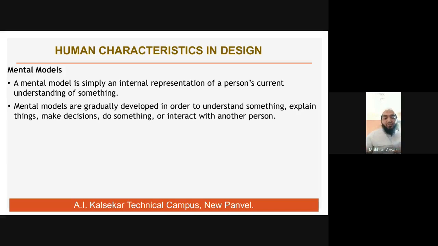For example, this is an object, and I have a mental model in my mind regarding this particular mouse. Imagine I do not know the use of this mouse. I don't even know it is a mouse. I will treat it as a paperweight. According to my mental model, what is this? It is just a paperweight. I'm just trying to give you an example so that you will understand this mental model. So I don't know this is a mouse.